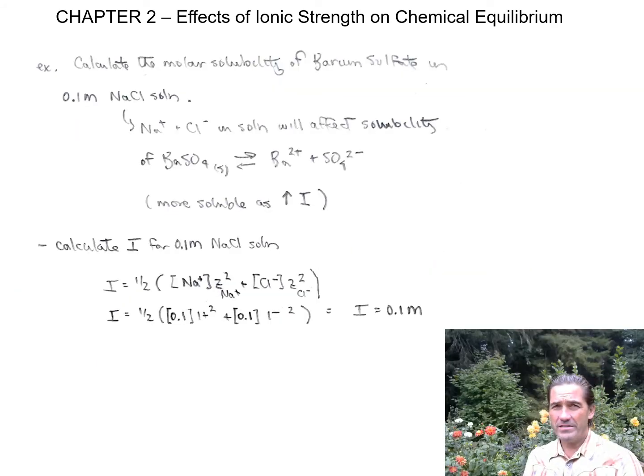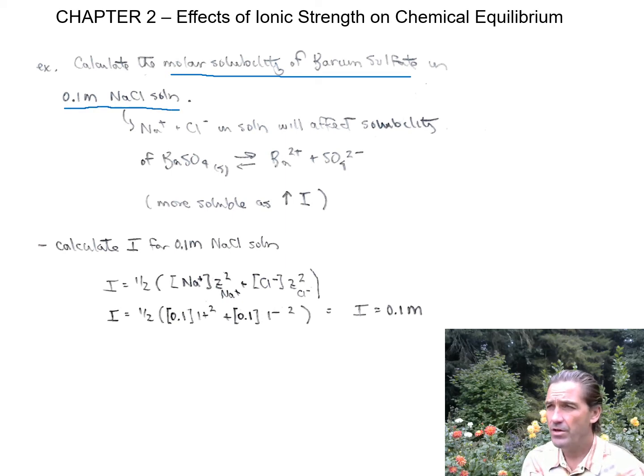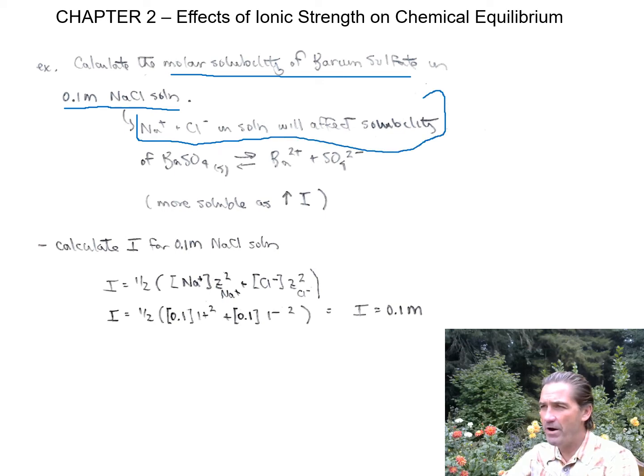So let's do one example. What we're going to do is calculate the molar solubility of barium sulfate in 0.1 molar sodium chloride. So we know that these salts are going to affect the solubility of barium sulfate.